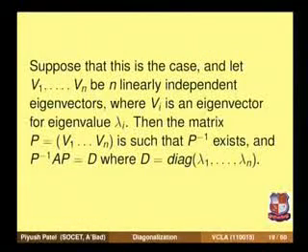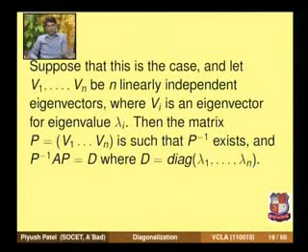Suppose the matrix has a total of n linearly independent eigenvectors, say v1, v2 up to vn, where vi is an eigenvector corresponding to the eigenvalue lambda i. Then we form a matrix P whose columns are the linearly independent eigenvectors, so that the matrix P is an n by n invertible matrix, so that P inverse exists, and the product P inverse AP will be a diagonal matrix whose diagonal entries are nothing but the eigenvalues of the given matrix.